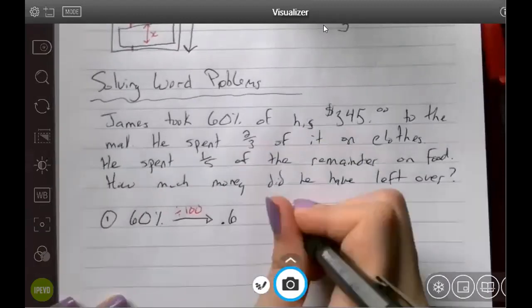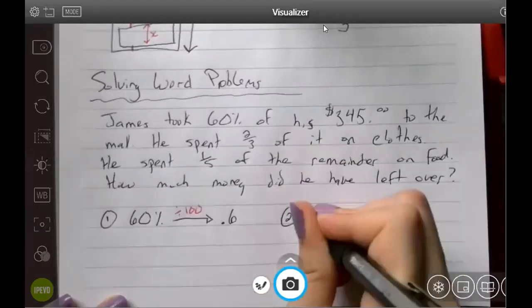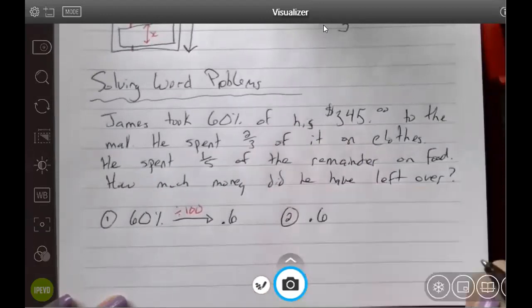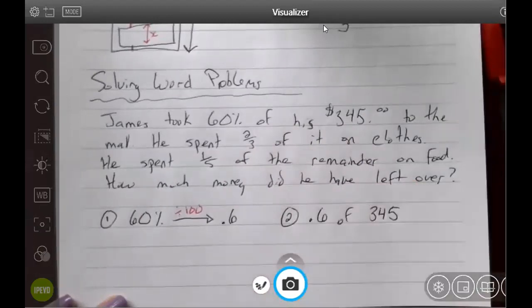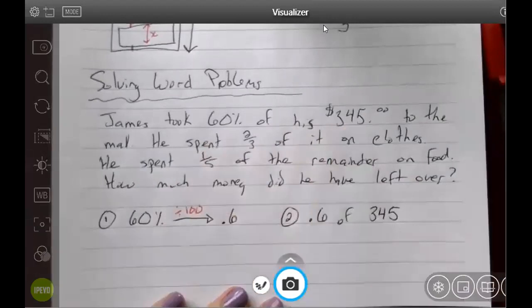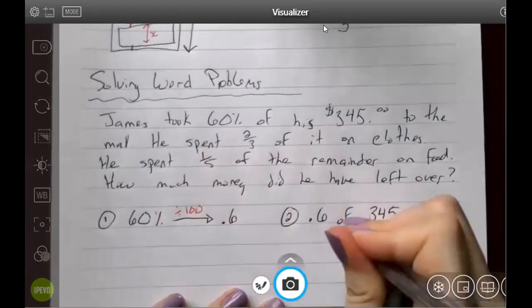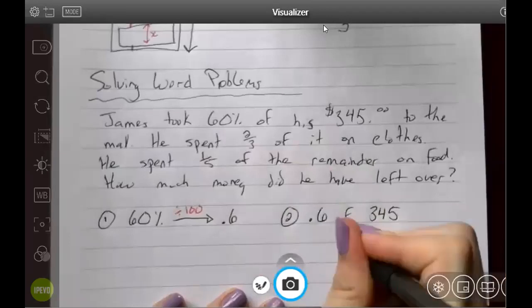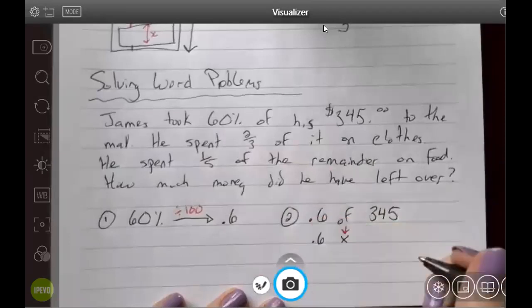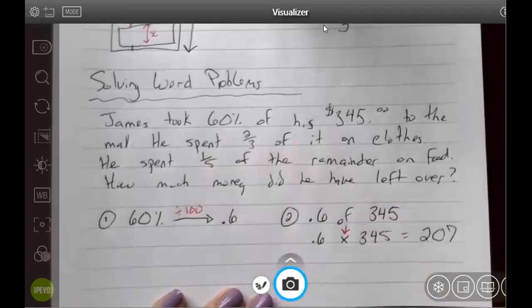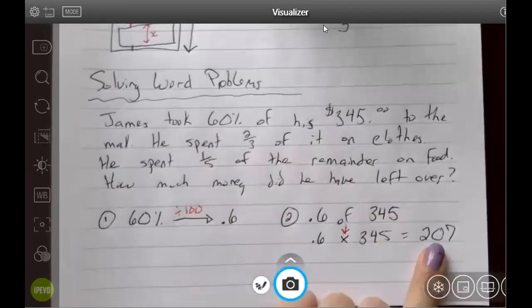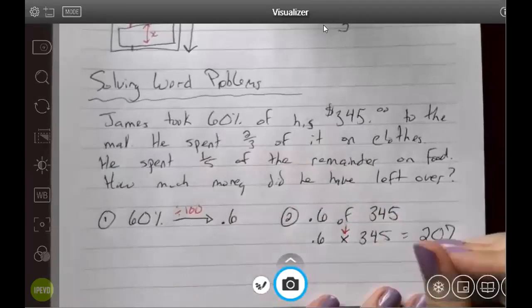Our second step is going to be to figure out what is 0.6 or 60% of $345, since that's how much he took to the mall. Anytime you see this word of, it means multiply. So what we're actually going to do is 0.6 times 345, which is 207. So he brought $207 with him to the mall.